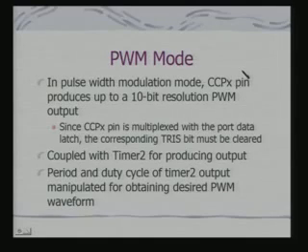So, in pulse width modulation mode, the CCPx pin produces up to a 10-bit resolution PWM output. Since CCPx is multiplexed with the port data latch, the corresponding TRIS bit must be cleared. This is again another point of multiplexing of the pins I talked about. And typically your PWM module is coupled with Timer 2, and the period and duty cycle of the Timer 2 output are manipulated for obtaining the desired PWM waveform. This is again another important role that Timer 2 plays in PIC.